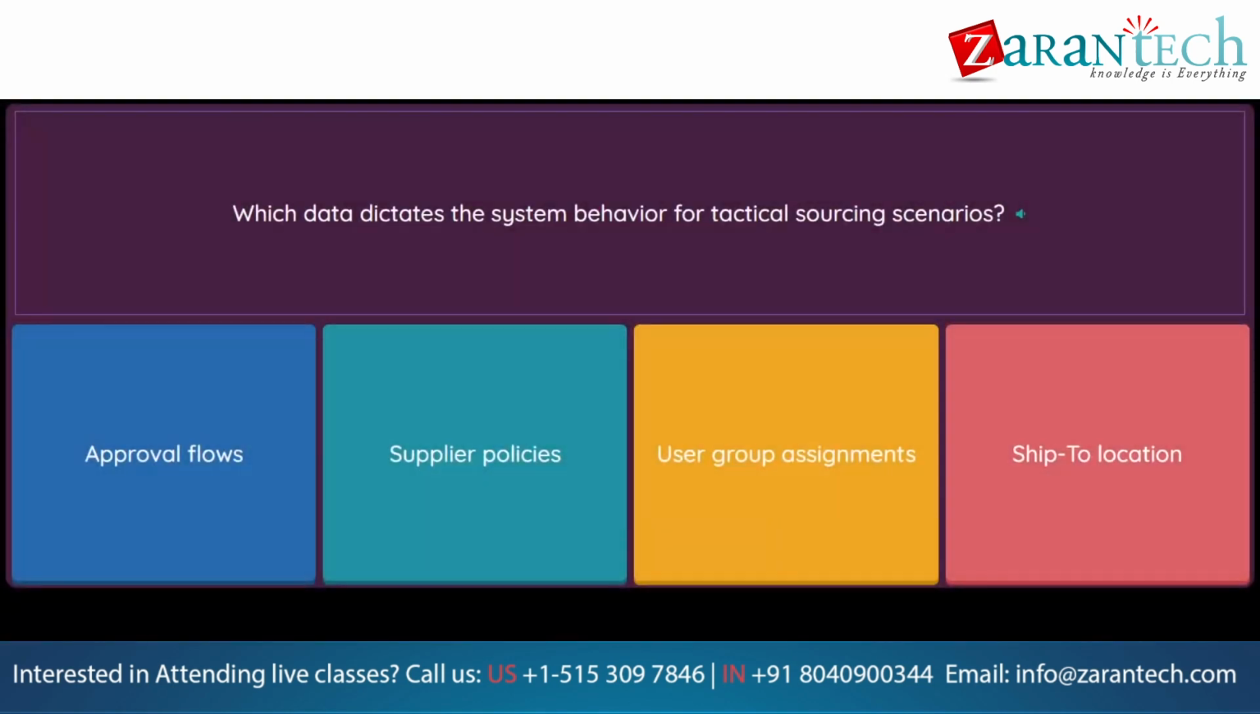Question: which data dictates the system behavior for tactical sourcing scenarios? Option 1: approval flows. Option 2: supplier policies. Option 3: user group assignments. Option 4: ship to location.